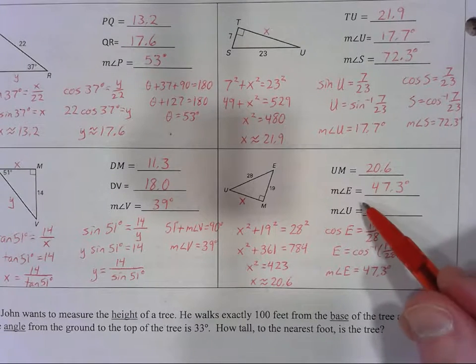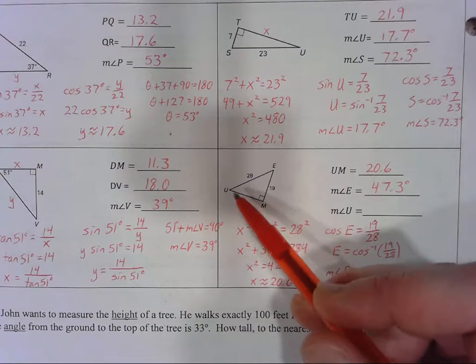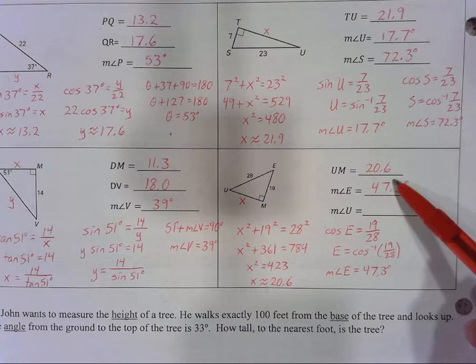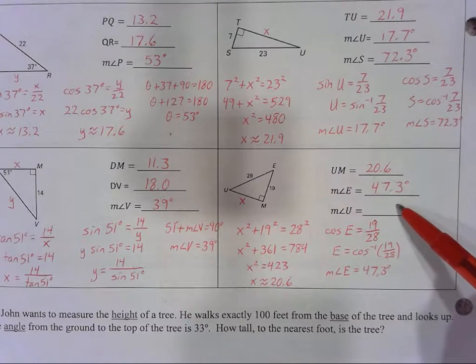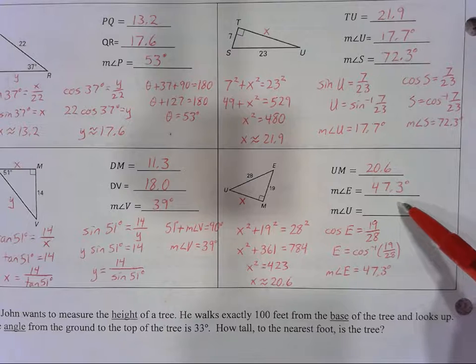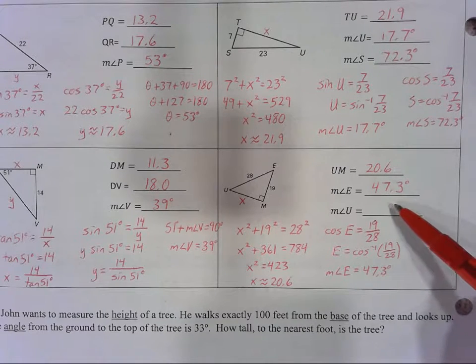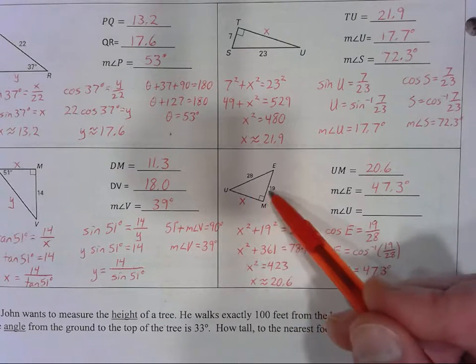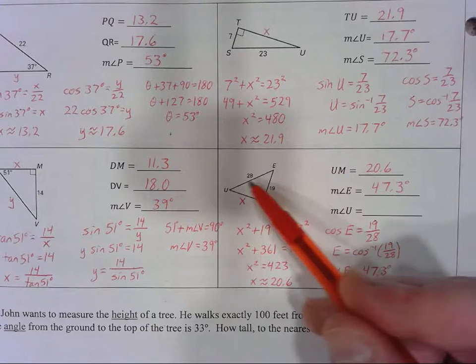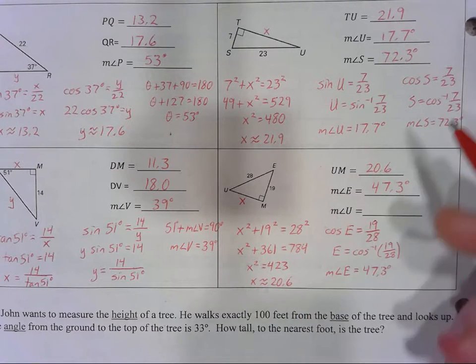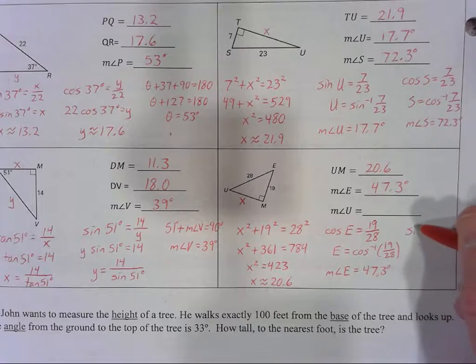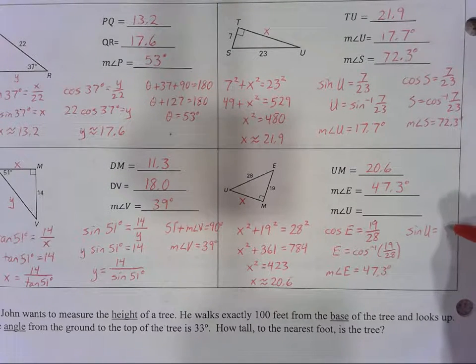Finally, measure of angle U. Again, we could make these two angles add up to 90 degrees so that all three angles add up to 180. Or we can use the fact that U is opposite 19 and 28 is the hypotenuse. So this means that sine of U is equal to the opposite divided by the hypotenuse.